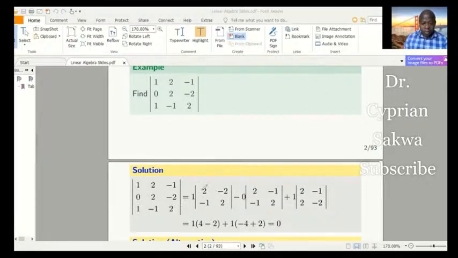Now multiply this. This will be 4 minus 2. And this will be 0. Anything multiplied by 0 will be 0, so there's no need of multiplying inside here. This will be negative 4 plus 2. So when I do this, I find that this matrix has a determinant of 0.